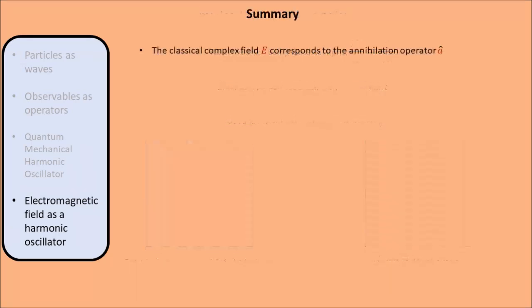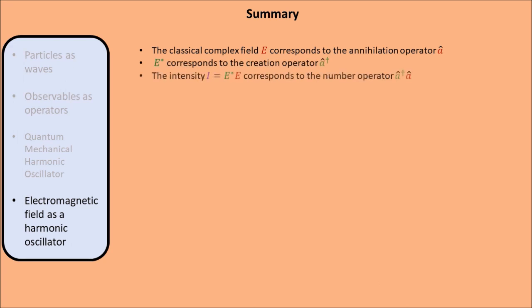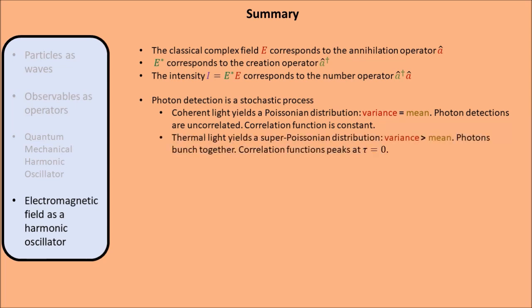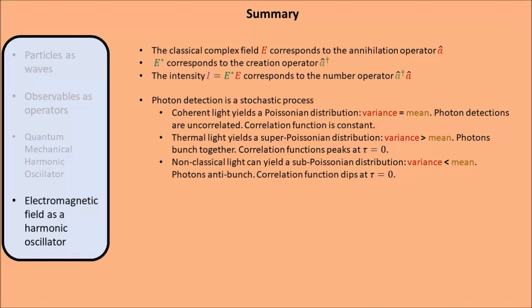So in summary, to quantize the electric field, we have to interpret the complex field E as the annihilation operator and its complex conjugate as the creation operator. The classical intensity then corresponds to the number operator. With this, we can describe the photon detection process, and we can distinguish 3 types of light based on the photon statistics. For coherent light, the photon statistics follow a Poissonian distribution and the photon detections are uncorrelated. For thermal light, we have a super-Poissonian distribution and photons are bunched together. Non-classical light gives a sub-Poissonian distribution and photons anti-bunch.